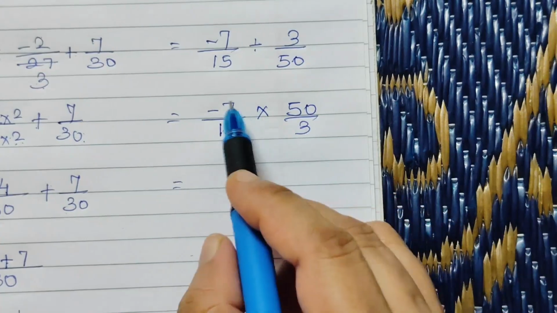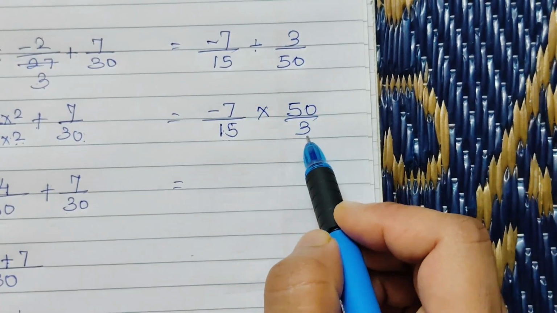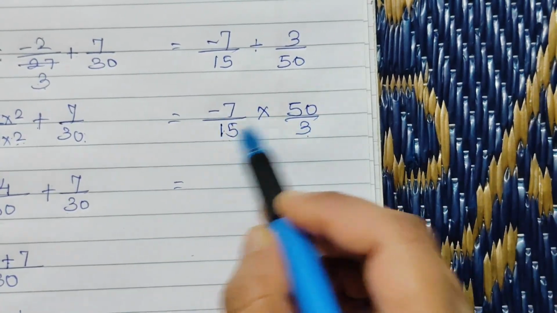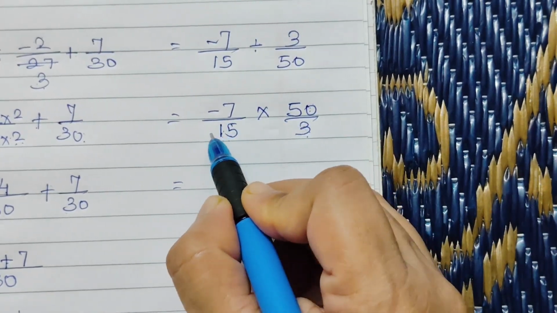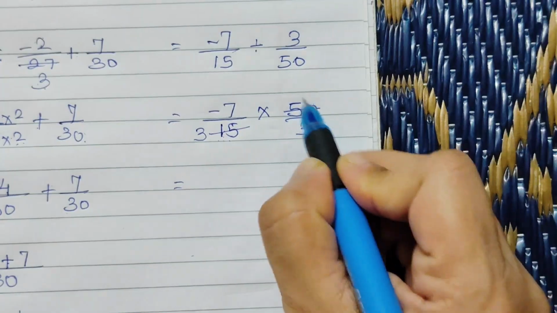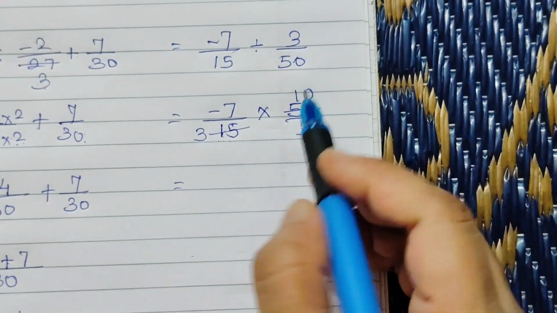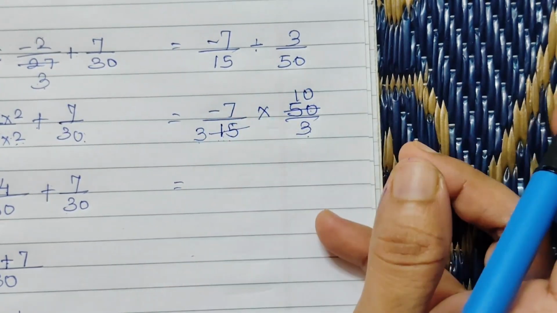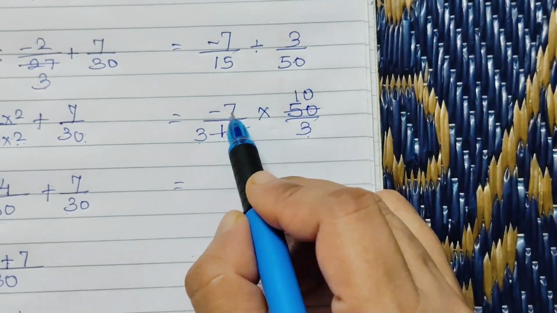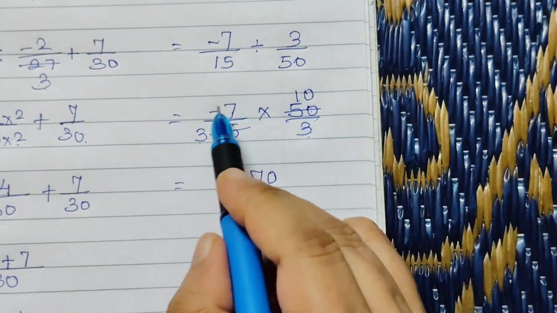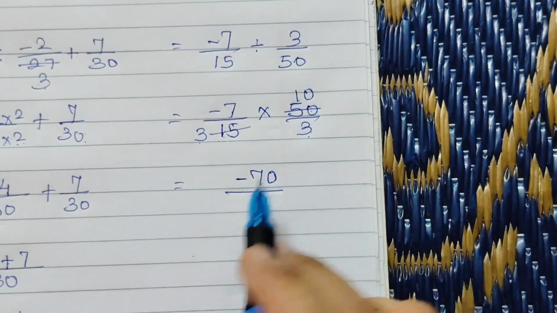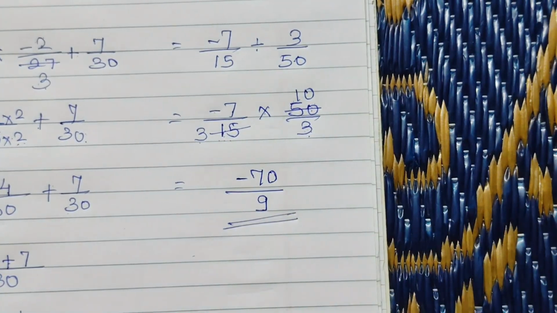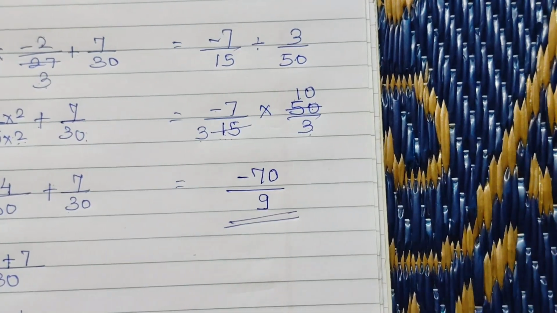Now we will see if anything is getting reduced. 7 and 15 we cannot reduce. 50 and 3 we cannot reduce. 7 and 3 we cannot reduce. This we can reduce. 15 and 50 go in the 5 table. So keeping 5 in mind, 5 3s are 15, 5 10s are 50. Now further 10 and 3 we cannot reduce, and 7 and 3 also we cannot reduce. So we will directly multiply now. So 7 into 10 is 70, minus plus minus 70 upon 3 3s are 9. So what do I get? Minus 70 upon 9. Okay, so we have completed question number 7 of Brain Teasers.